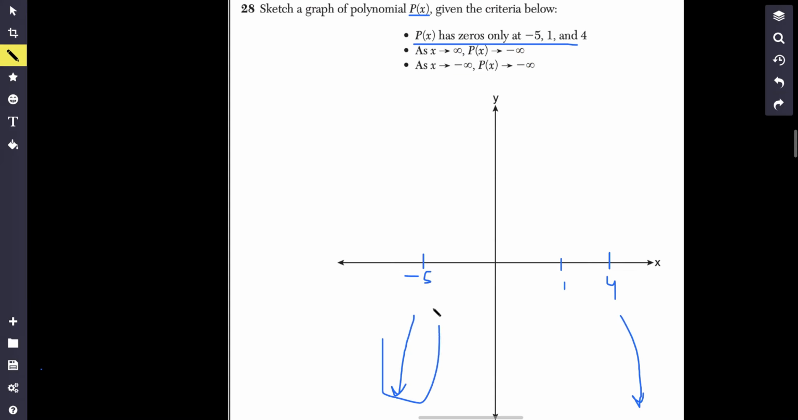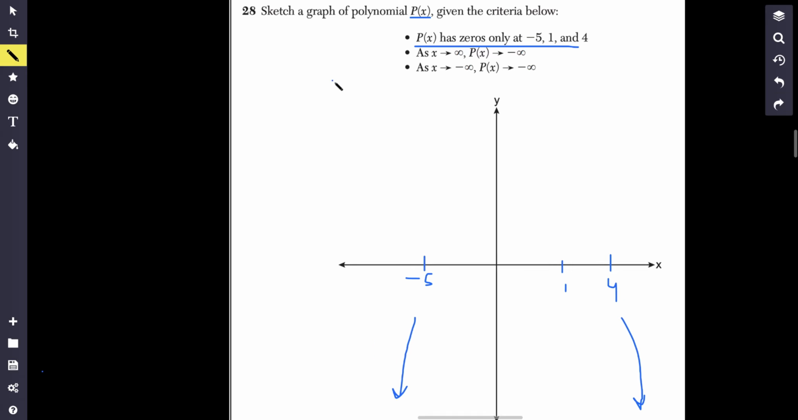Well, first of all, I want to take a look at this end behavior. As x approaches infinity, P of x approaches negative infinity. As x approaches negative infinity, P of x approaches negative infinity. This looks like some sort of parabola, some sort of negative parabola. And that means that the function looks something like, for example, negative x to some even power. So one thing I immediately notice is that I'm dealing with a function that's negative x to some even power, because that's an upside down parabola, right?